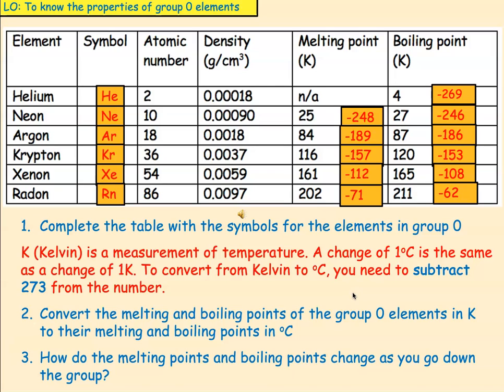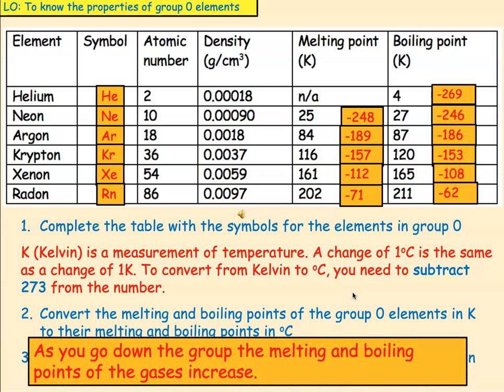How do the melting and boiling points change as you go down the group? As you go down the group, the melting and boiling points will increase.